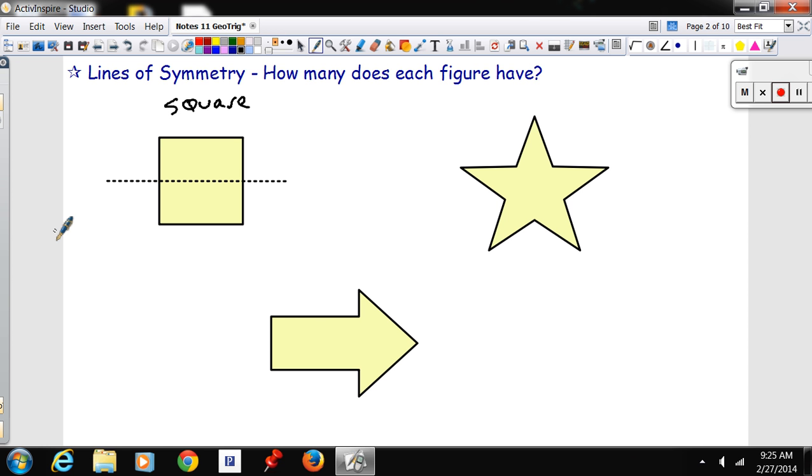Now a square would have that line of symmetry. Would it have any other lines of symmetry? Yeah, there'd be another one going straight down. That would also be a line of symmetry right there. You could fold this right on top and it would land perfectly on top of it. Would a square have any other lines of symmetry? Both diagonals would be lines of symmetry. In a square, that would work. This one would, and this one would. So this one actually has 4 lines of symmetry.